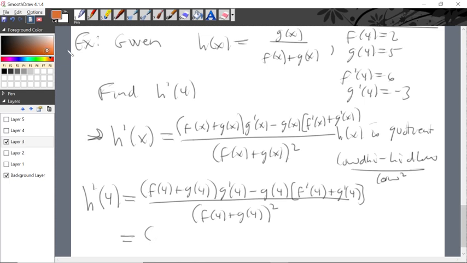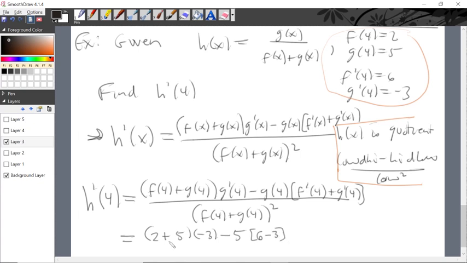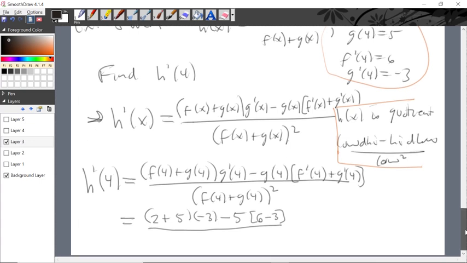f of 4 is given to us as 2. f of 4 is equal to 2, g of 4 is equal to 5. So this is 2 plus 5. g prime of 4 is negative 3, and then minus g of 4, again that's 5, times f prime of 4, that's 6, plus g prime of 4, which is negative 3. So we'll write 6 minus 3. f of 4 plus g of 4, that would be 2 plus 5, and then that quantity is squared. So 2 plus 5 quantity squared.